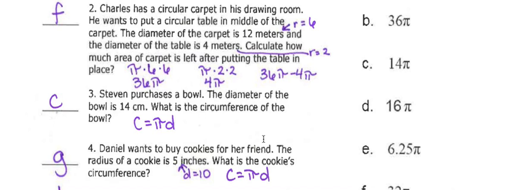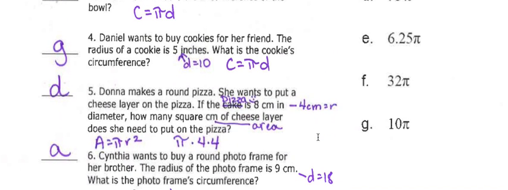Daniel wants to buy cookies for her friend. The radius of a cookie is 5 inches. What is the cookie's circumference? Apparently Daniel is a girl's name now. Okay, circumference is pi times diameter. So I need to know the diameter. If the radius is 5, diameter is 10. That's a really big cookie, by the way. So we've got a diameter of 10. Circumference is pi times 10. That's G, 10 pi.